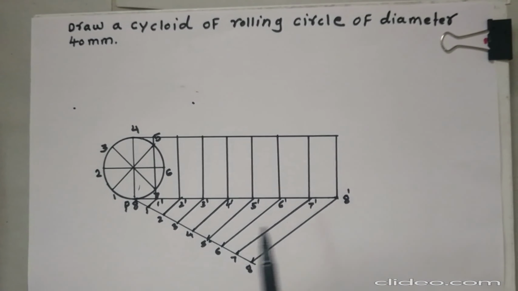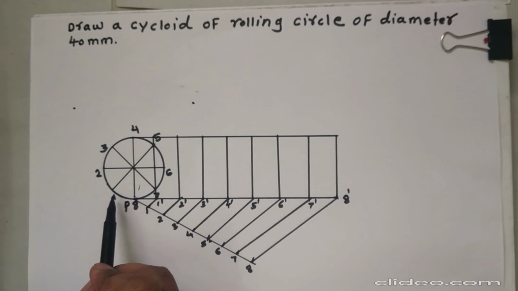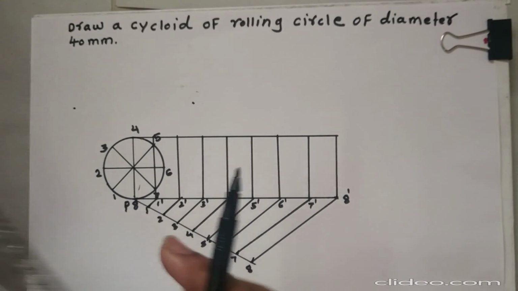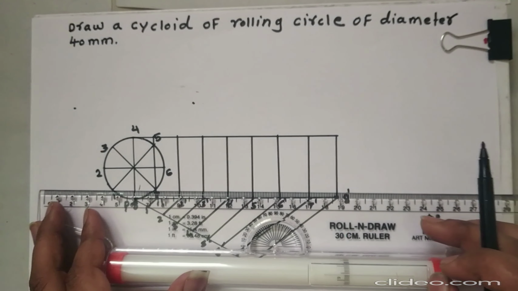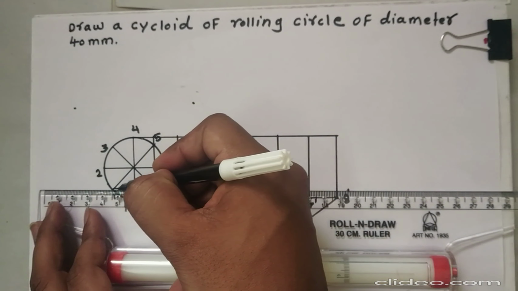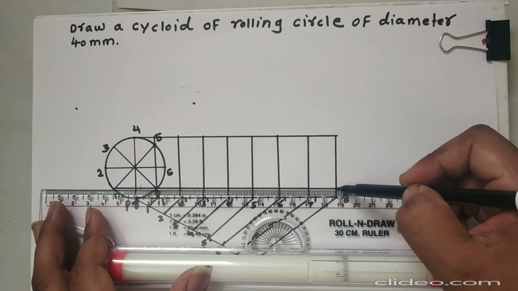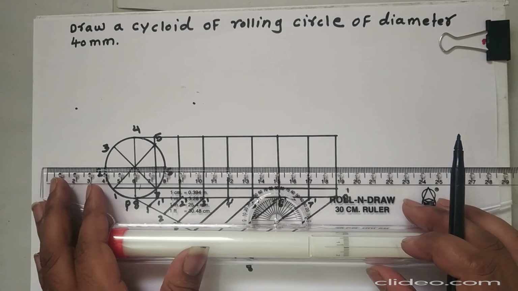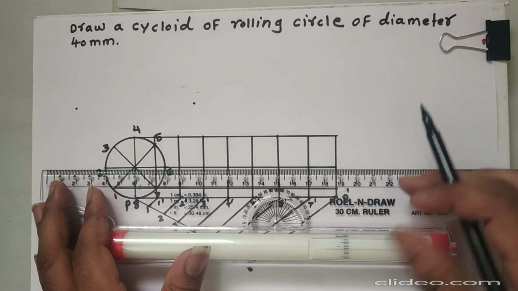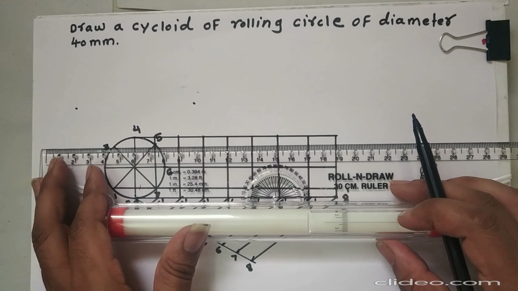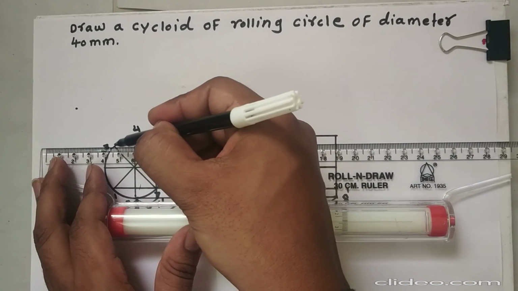Okay, now we need to draw the horizontal projector lines. That line passes from the 1 to 7. Consider point number 1 to 7 and draw a horizontal line. Consider point 2, 6 and draw a horizontal line. Consider point 3, 5 and draw a horizontal line.